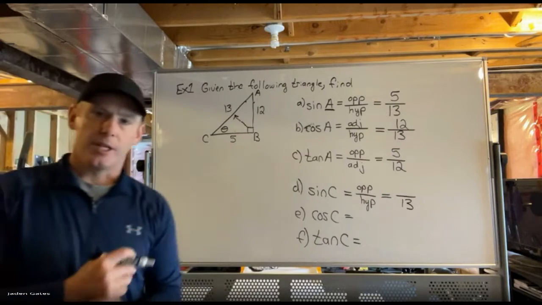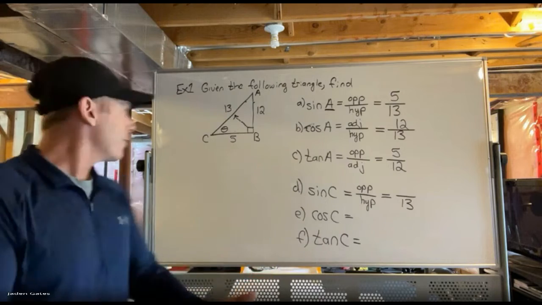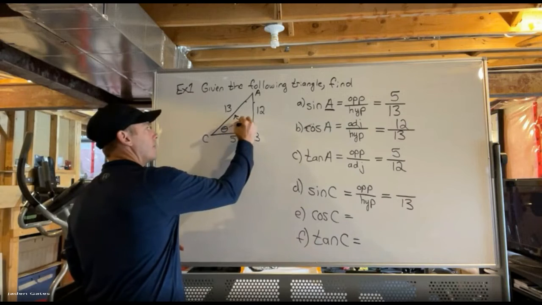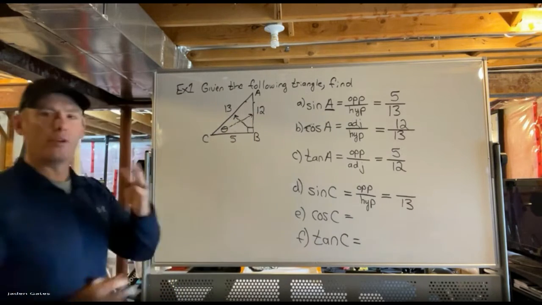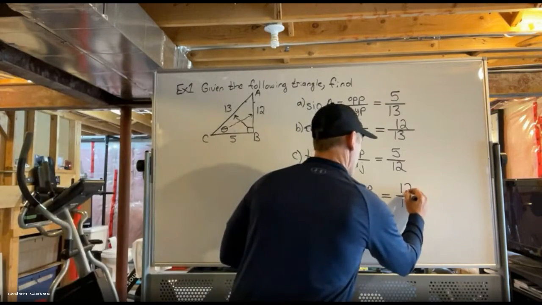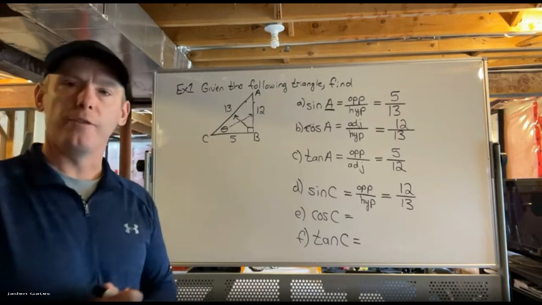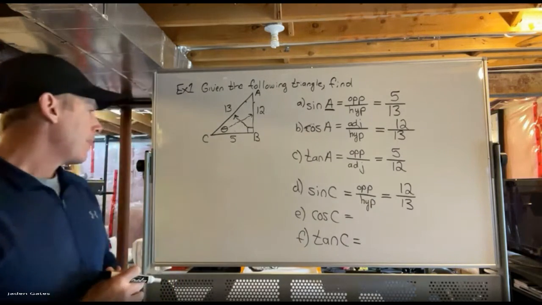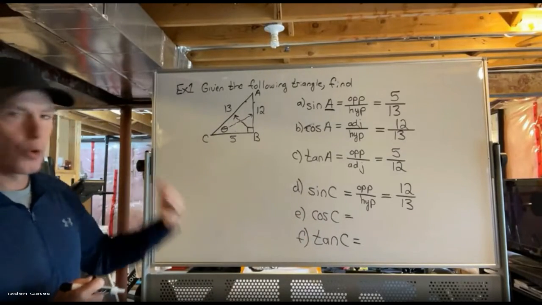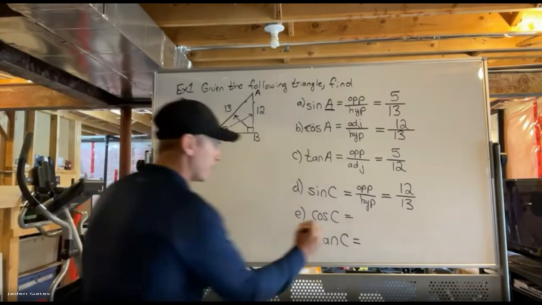Now the opposite. The opposite is across from the angle we're looking from. Well, we're looking from angle C this time. So I go across. And 12 is now my opposite. And there we go. So our sine C ratio is 12 divided by 13. Cozy at home here. We got the cosine of angle C. So again, cozy at home, adjacent over hypotenuse.